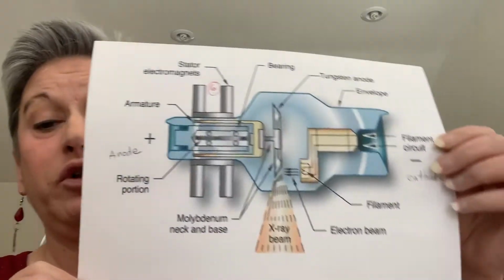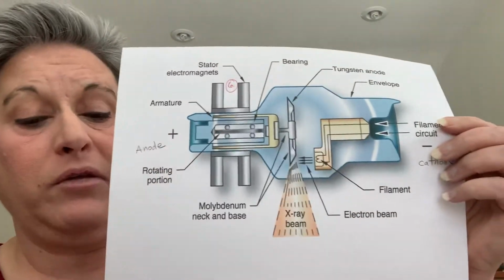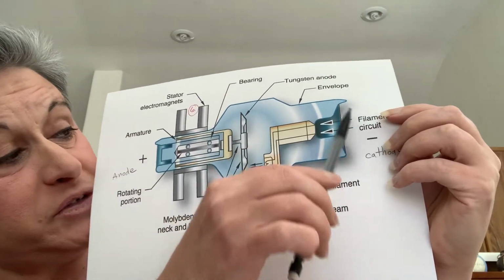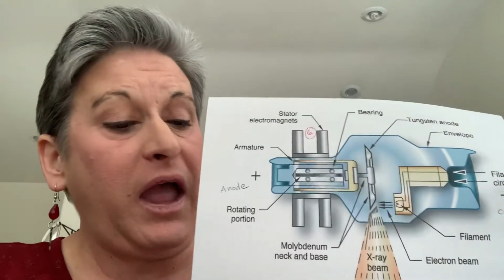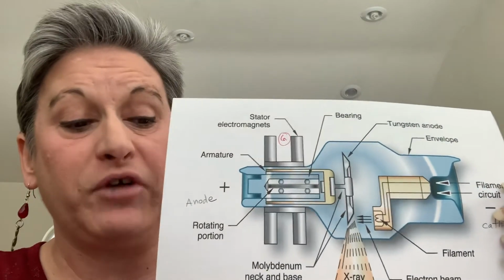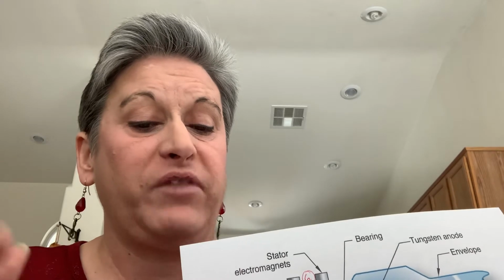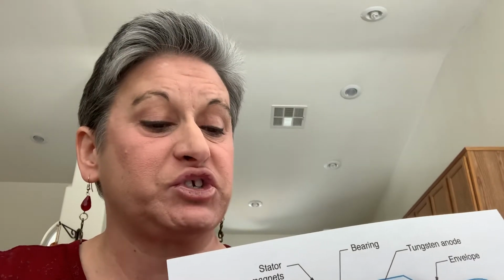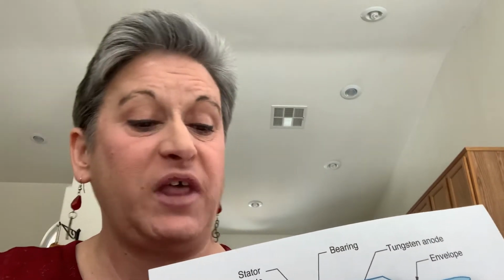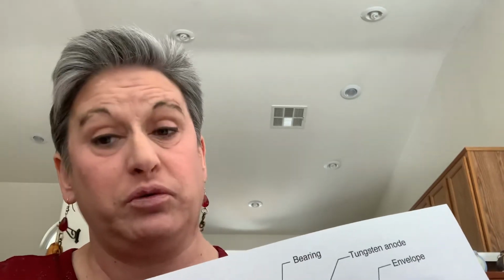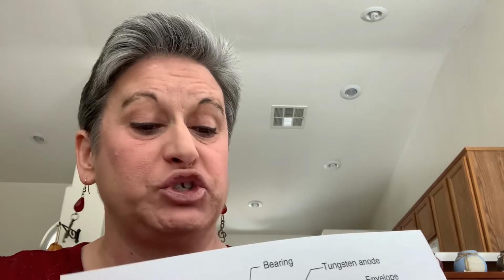So first, I'll tell you a little bit about the whole tube. The tube is made of glass, so all this is glass, and there's a vacuum inside of the glass. So there must be a vacuum because the removal of the air permits the electrons to flow from the cathode to the anode without encountering gas atoms of air, and it greatly increases the efficiency of the X-ray tube's operation. So you have to have a vacuum inside of the glass tube.